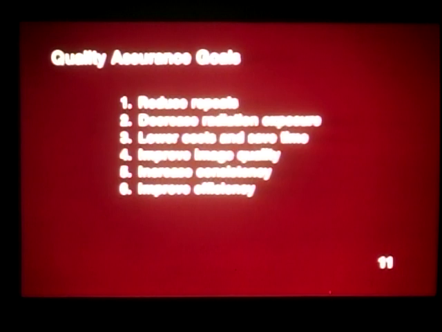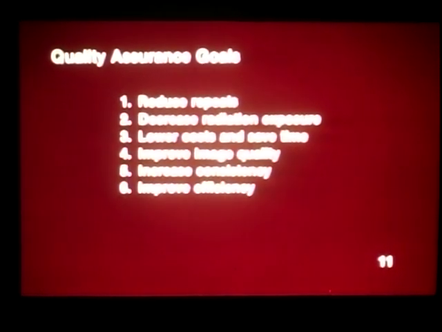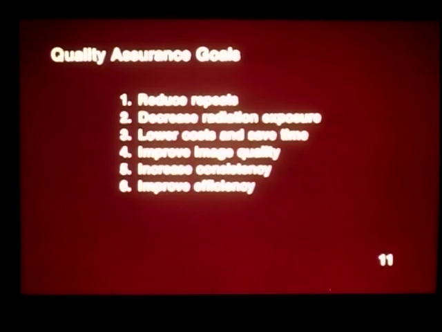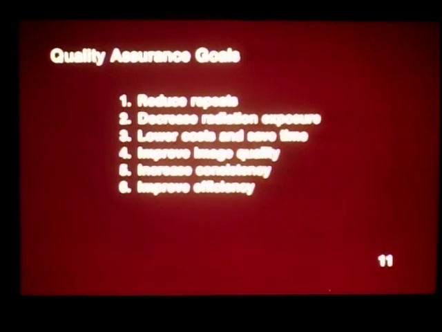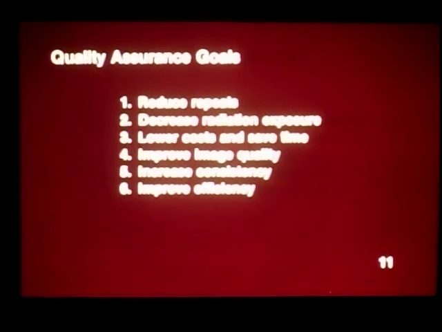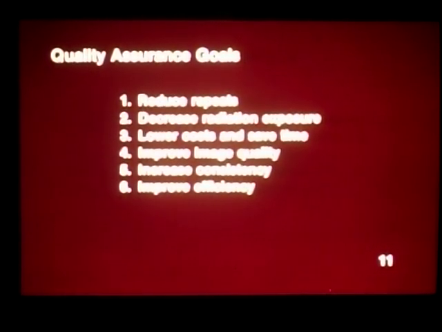Number 11. One of the first activities that must occur in setting up a quality assurance program is establishing the program's goals. Certain goals are standard in almost any program. A primary goal is to reduce the number of repeated radiographs.